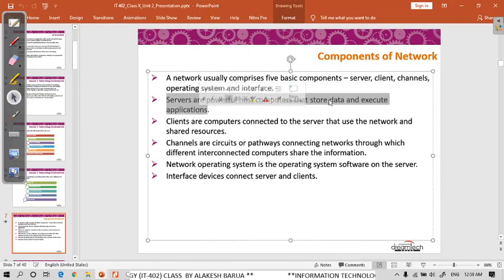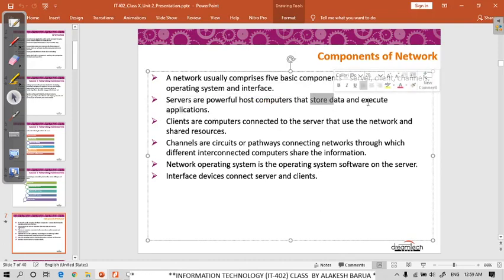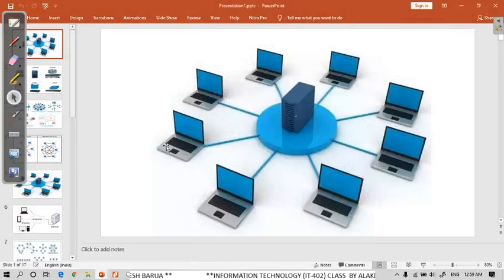Servers are powerful host computers that store data and execute applications. Yes, they need to be powerful, and they obviously store data and execute applications for the client computers. Clients are computers that are connected to the server that use the network and shared resources. If certain resources are shared, let's say a printer is connected to this computer, then the printer on this computer can be shared by all the computers in a network through this server.